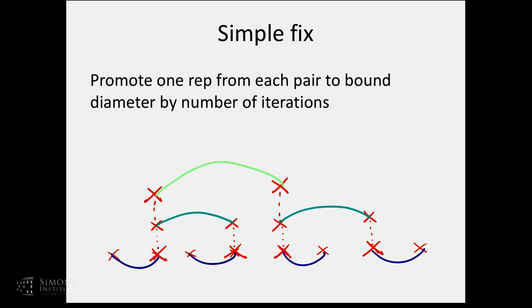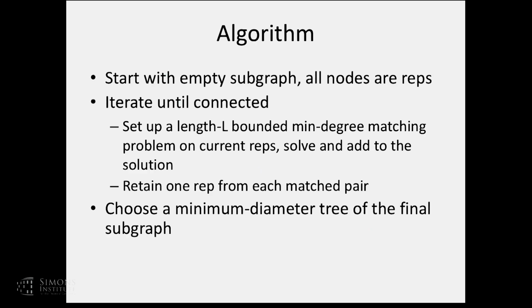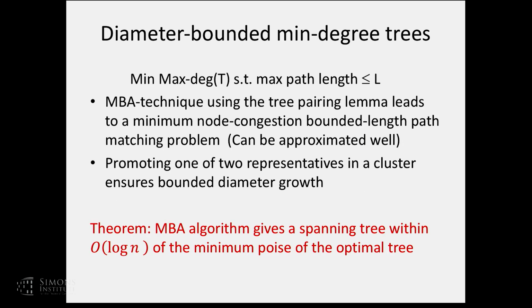Everybody will be within distance log n times d from there, and the degree is additive because we're just adding these congestions. And finally, you've got yourself a low Poise tree. So that gives us this theorem. This MBA algorithm gives us a spanning tree where we are within log n of the minimum Poise of what?